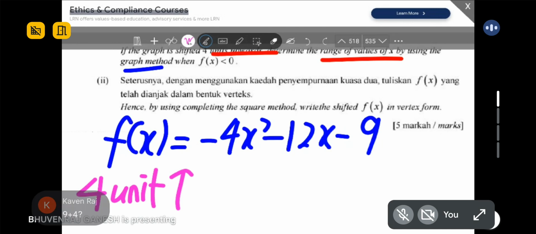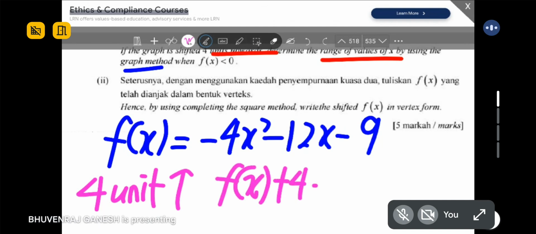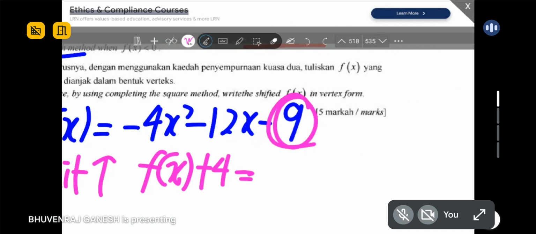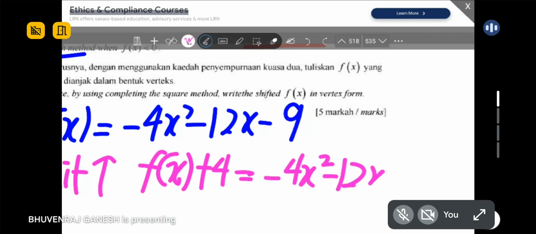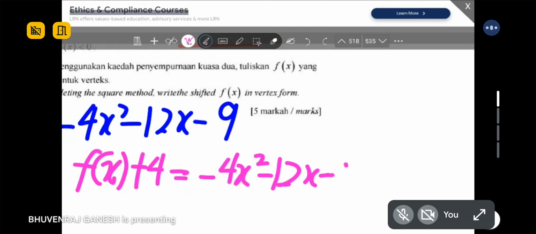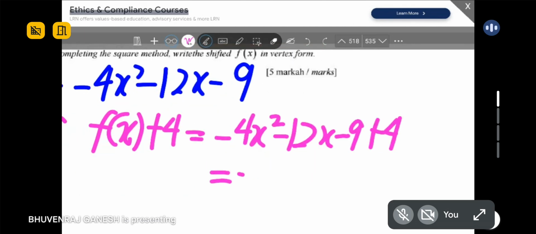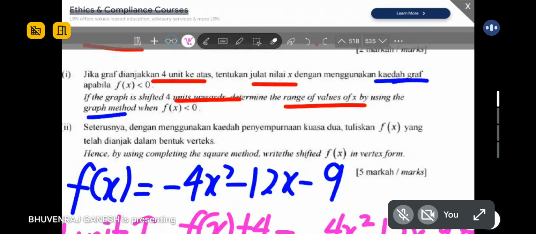Nilai y berubah. Yes. Okay, you must take negative 9 plus 4. So actually, your equation is like this now. Fx plus 4. Because you're moving upwards ke atas. So you'll only affect the c value. Your y-intercept. Pintasan y. Understand? So you take negative 4x squared minus 12x minus 9 plus 4. So you plus 4 left-hand side, plus 4 right-hand side. Okay, so your answer is negative 4x squared minus 12x minus 5. Okay, so based on this, you can get the range for x.